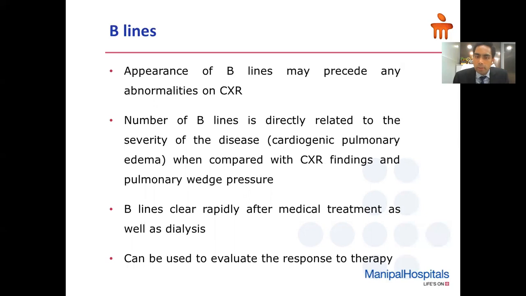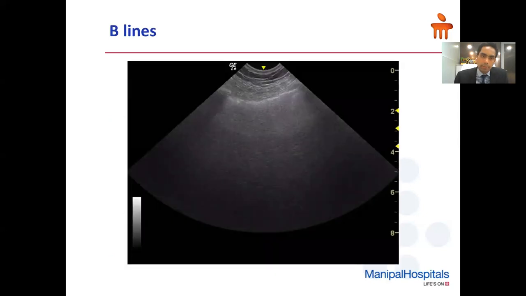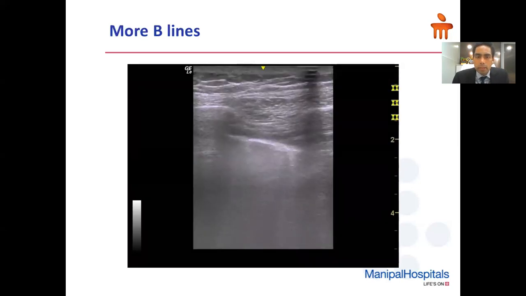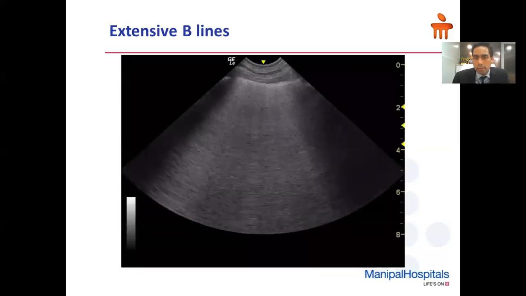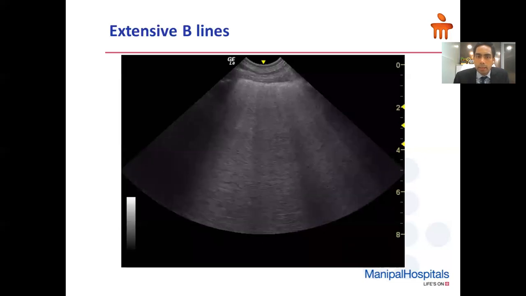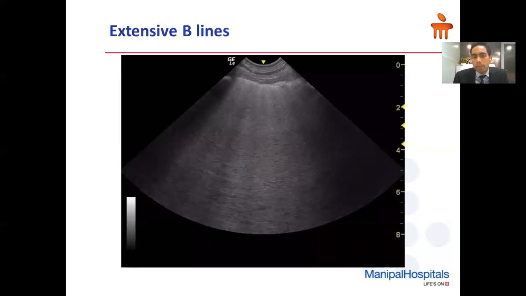For example, if the pulmonary edema is treated with either diuresis or dialysis, and the pulmonary edema clears, the B lines will clear as well. So in this way, it is very useful to evaluate the response to therapy. This is some example. This is a mild pulmonary edema where very few B lines are seen. Here, this is more severe disease where more B lines are seen, and this is extensive B lines, indicating much severe lung disease.